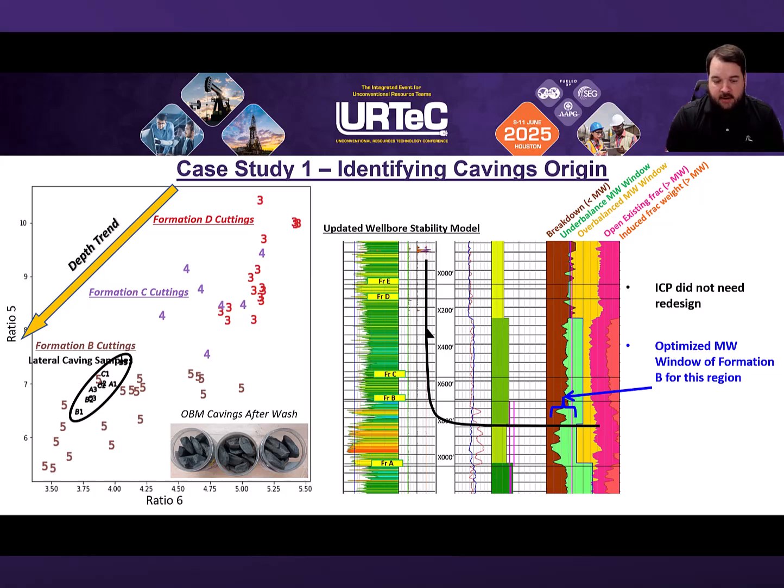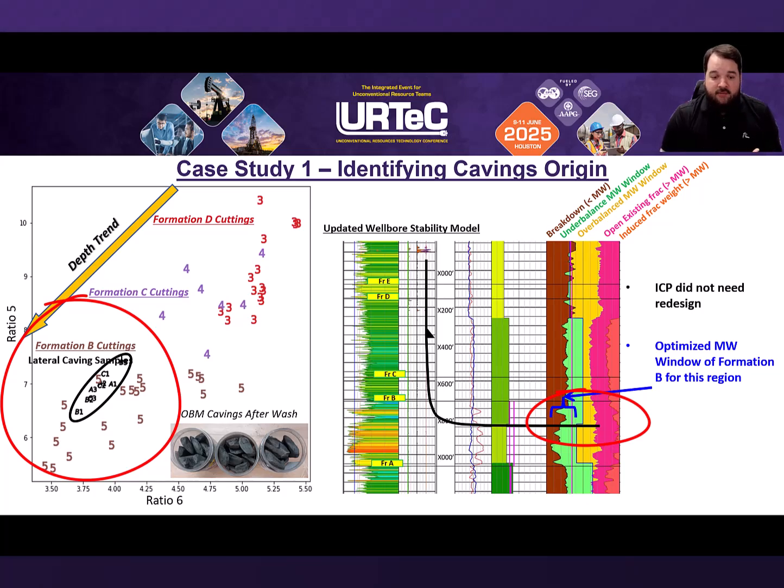of wellbore failure. Now, the first occurrence of the drilling issues made the cavings appear to be from the curve. However, once we analyzed the geochemical fingerprint, it clearly identified those cavings as coming from within the landing zone. So, on the upside, the intermediate casing point didn't need to be redesigned, and they were able to optimize the mud weight window of this formation B here in this region.